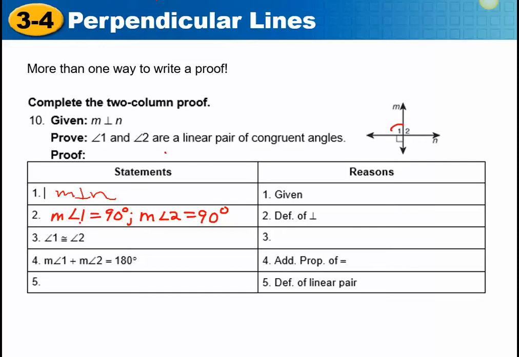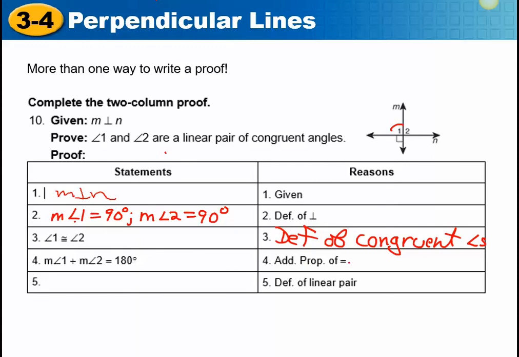Because look, we said that they're both equal to 90 degrees, so therefore they must be congruent to each other. That's the definition of congruence, or congruent angles if you want. If they have the same measure, then they're congruent to each other.